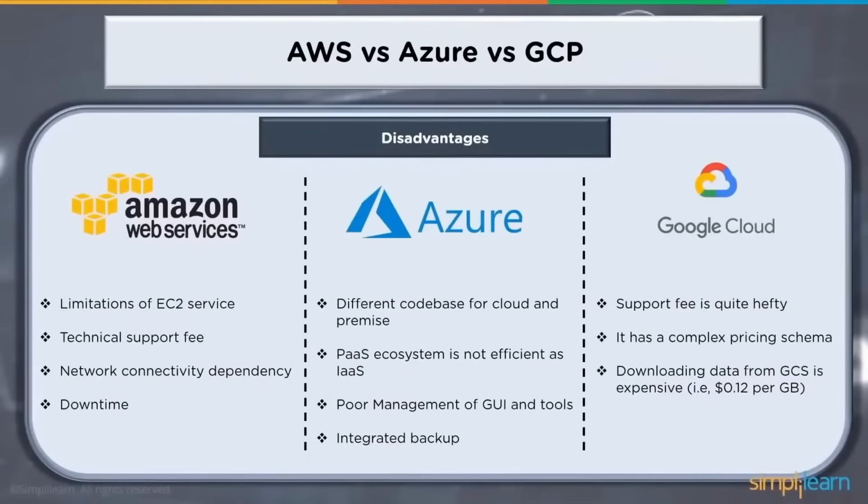It has a complex pricing schema, although it has different use cases for which any user or any organization can benefit. Downloading data from Google Cloud services is an expensive option. Storage might not be. However, uploading data or downloading data would be an expensive option.